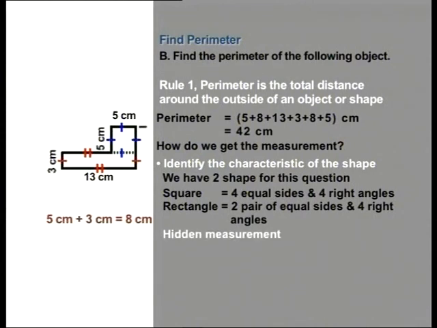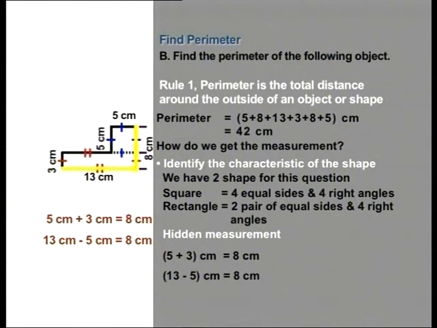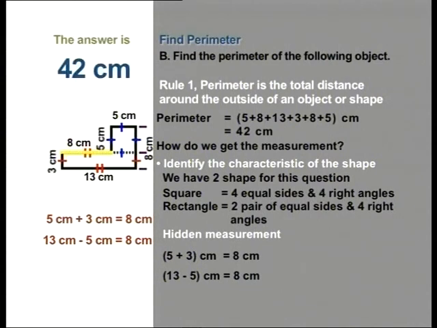Hidden measurement: 5 plus 3 equals 8 centimeters. 13 minus 5 equals 8 centimeters. Add up and we get the perimeter of the shape, which is equivalent to 42 centimeters.